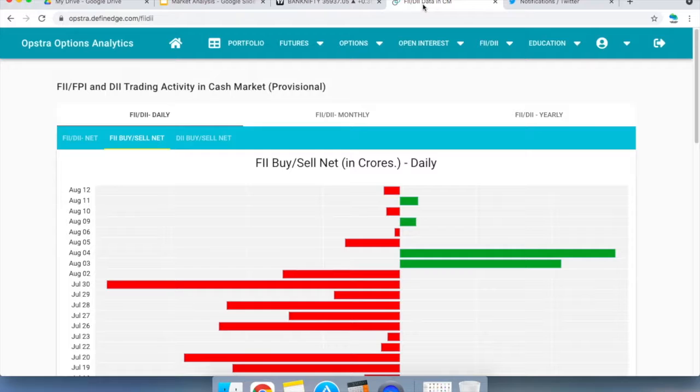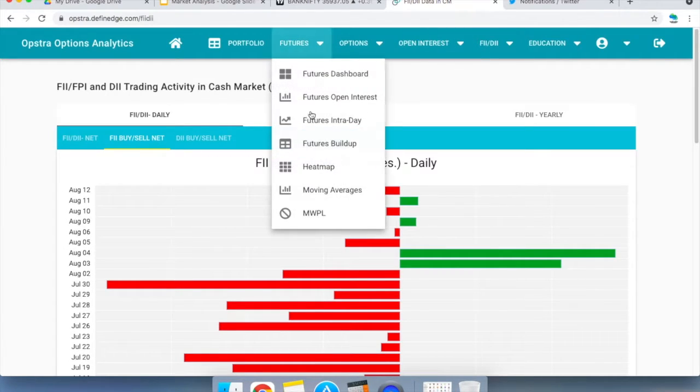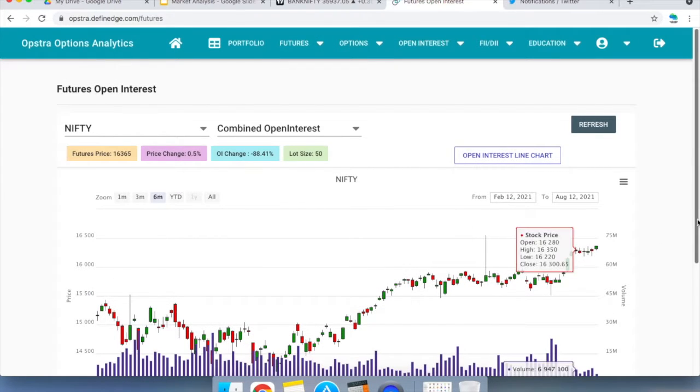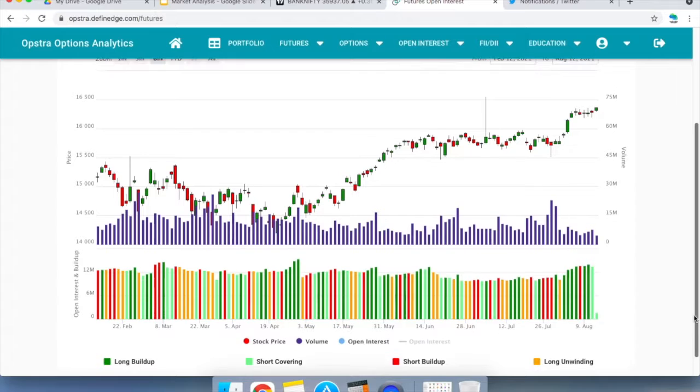Now let's get into and see what the open interest data is, the futures open interest data.